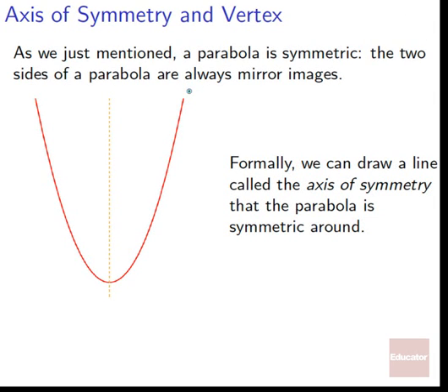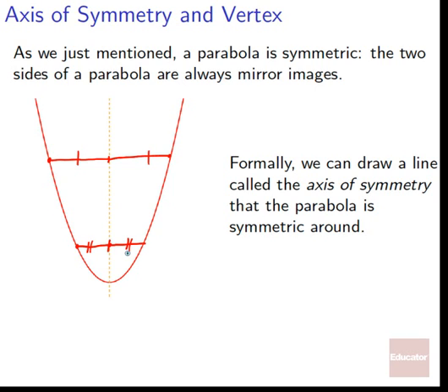Formally, we can draw a line called the axis of symmetry that the parabola is symmetric around. So if we go to the right at some height, and we go to the left at the same height, we'll notice that the distance here is equal to the distance here. If we do that at a different height, like say here, these two are going to be equal as well. So that's what we've got for symmetry.